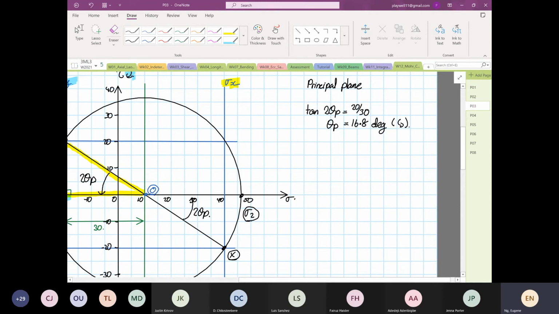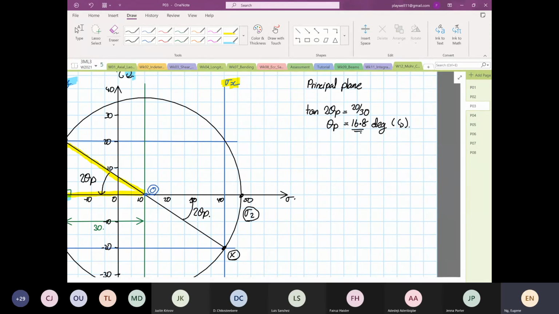Okay, so let me do it again. 20 divided by 30 inverse tangent divided by 2. Okay, 16.8 degrees. So that is our principal plane. We have found our principal plane. But what does it actually mean?